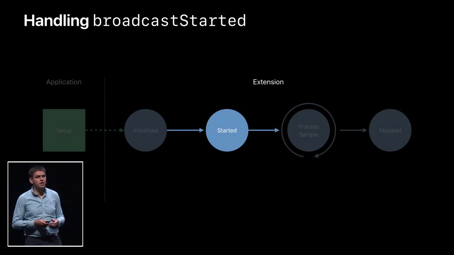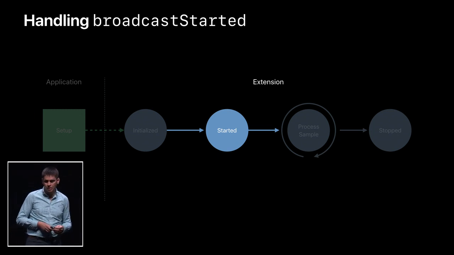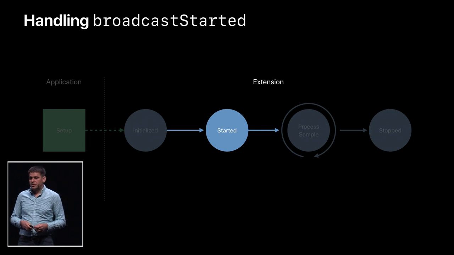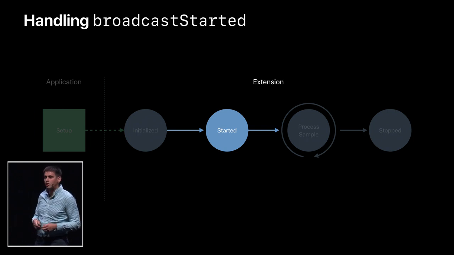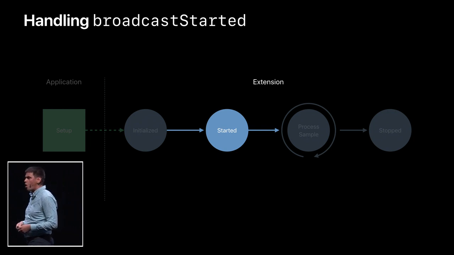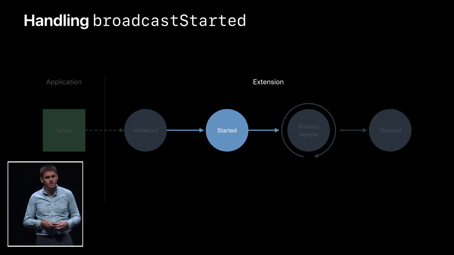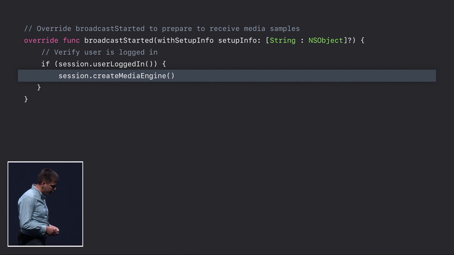Once the process is launched and the instance of your sample handler already exists, the extension is notified that ReplayKit will begin providing it with audio and video samples using the function called broadcastStarted. In this function, you'd probably like to create your media engine or do anything else that you need to start receiving those samples in real time, encoding them and uploading to your servers.